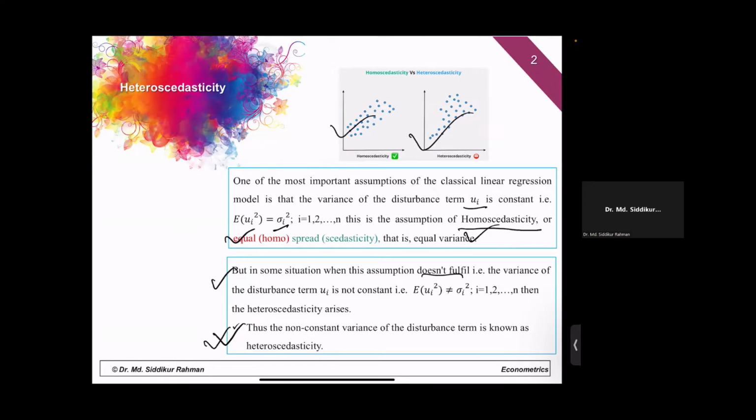But before that, we need to know how it occurs, right? And what problems you can find in your data if this kind of problem is present in your data set. Let's move on.